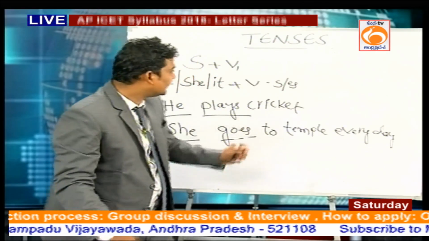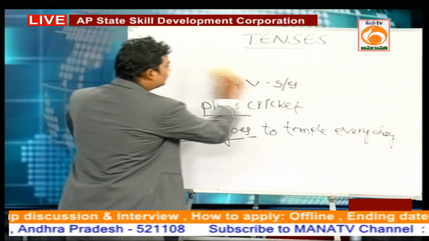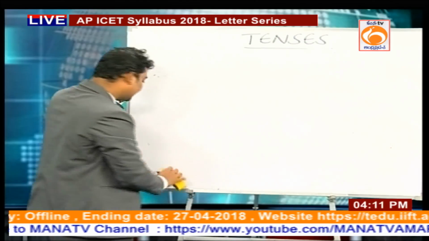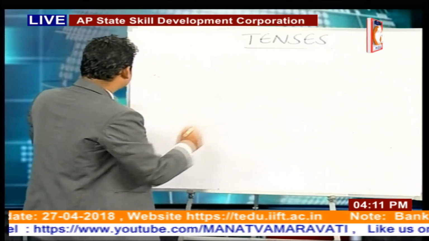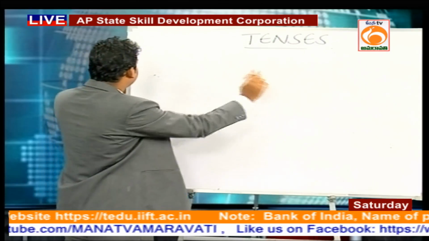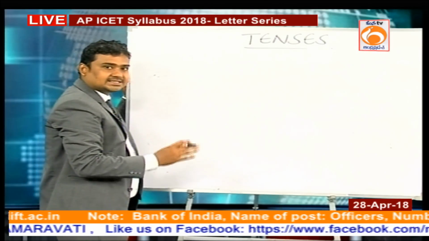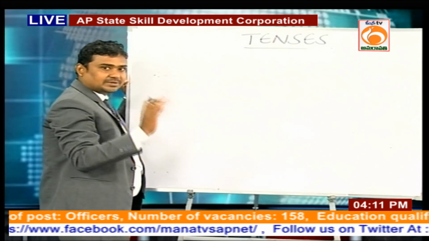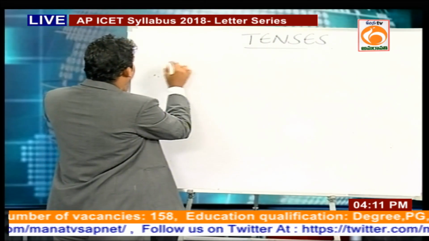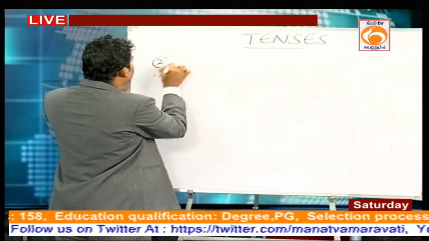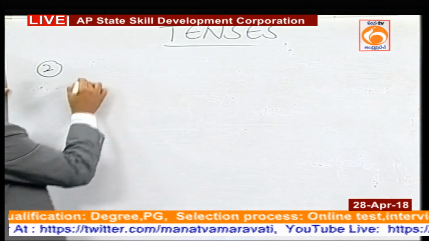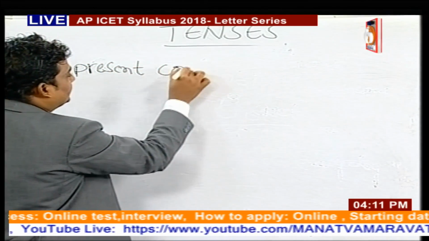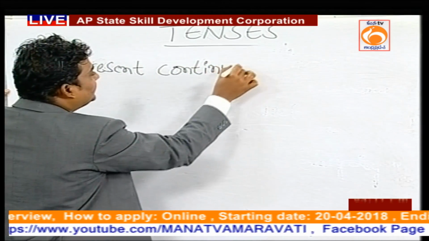The next category of present tense is present continuous tense. This is the second subcategory of present tense. So present tense has how many subcategories? Four subcategories. So what is the first one? Simple present, the first. The second one is present continuous tense.